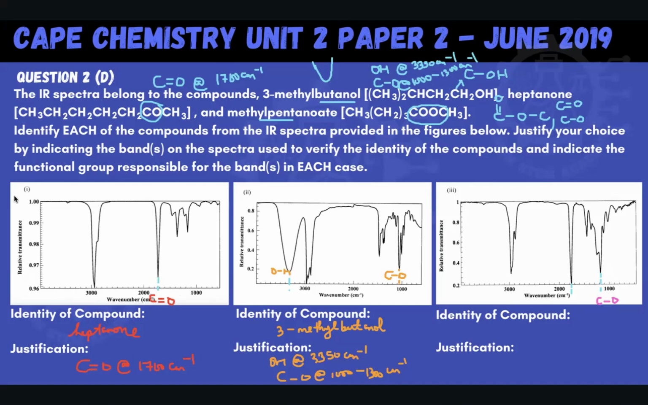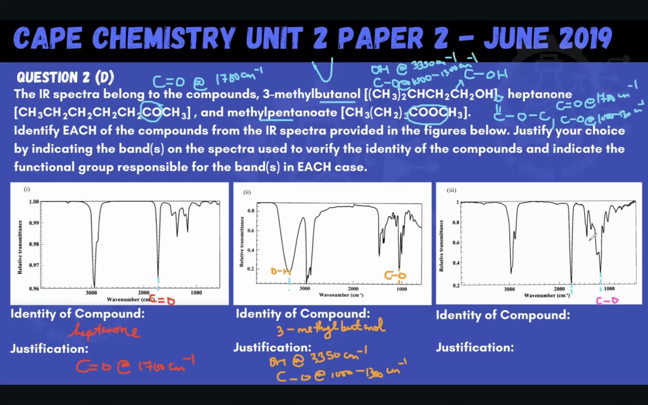So let's go through the functionalities that will enable us to definitively say that this is our ester. Let's look again. This was our ester, methyl pentanoate. You see that we have our C double bond O, C single bond O, O single bond C. So we have two C single bond O's and then the carbonyl carbon as well. So we're expecting to see that carbonyl carbon in our ester at around 1,700, and then the C single bond O at between 1,000 and 1,300.